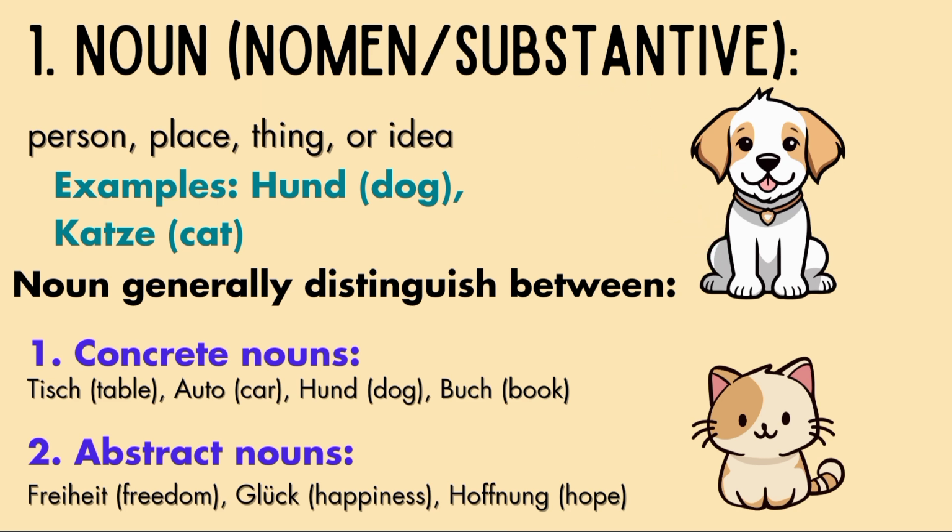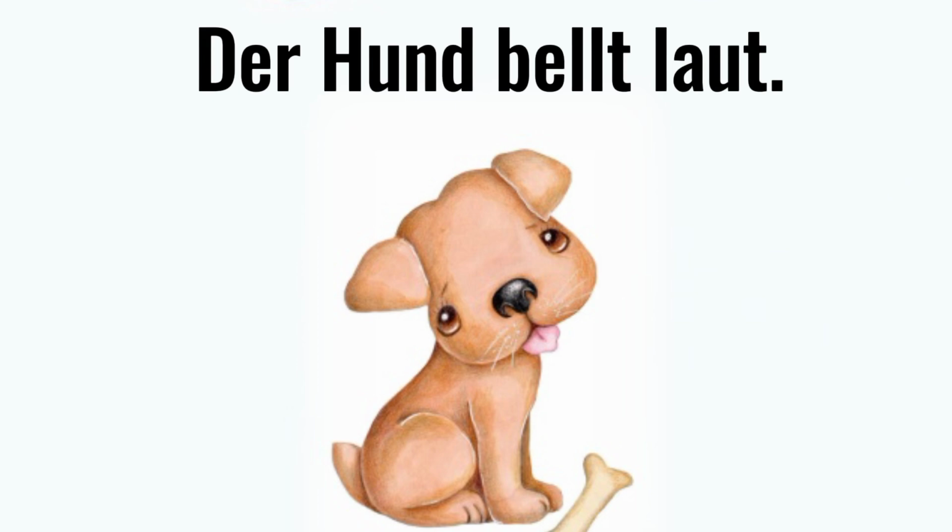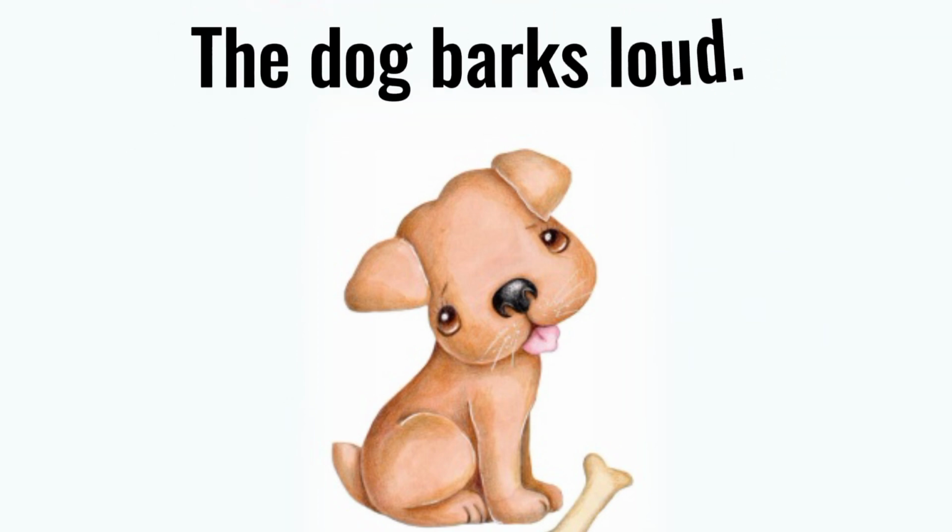So we already know that a noun is the name of any person, place, animal, or thing. They are always capitalized in the German language. So here we have some examples, that is Hund, which means dog, and Katze, which means cat. Now there is a sentence: Der Hund bellt laut, which means the dog barks loud.